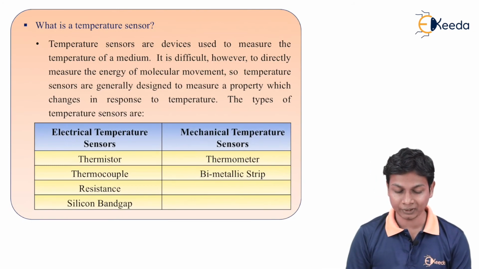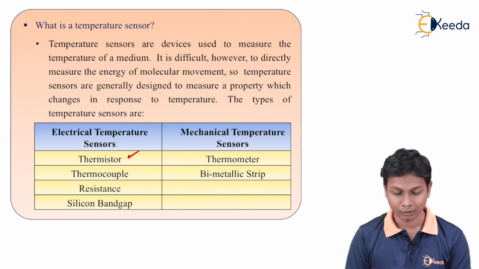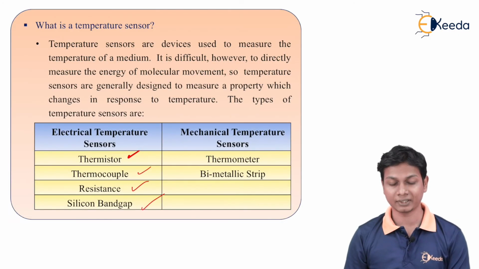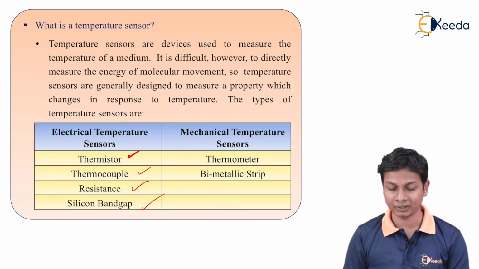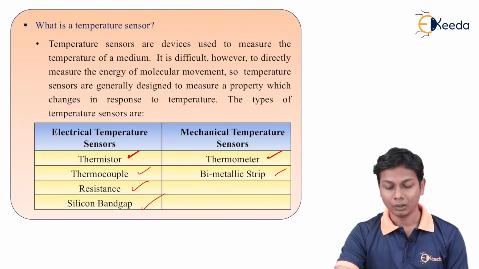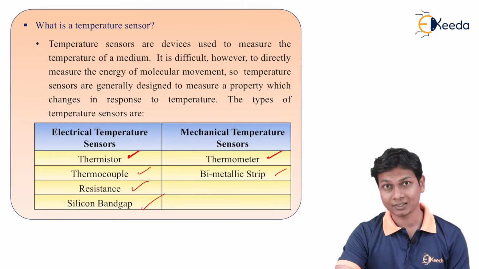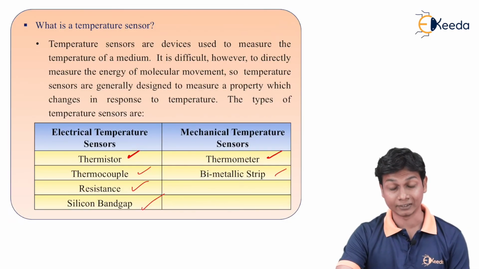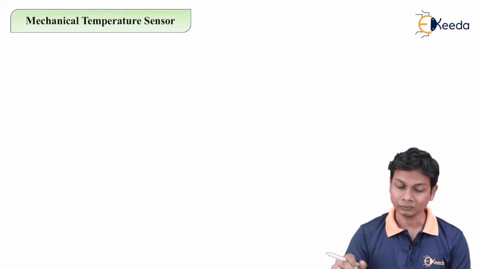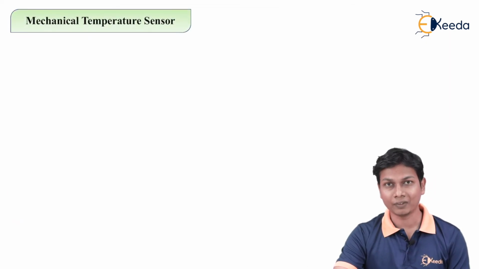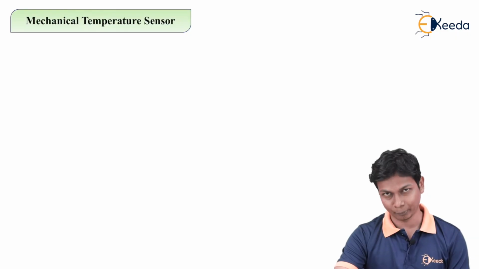Electrical temperature sensor types are thermistor, thermocouple, resistance temperature detector, and silicon bandgap. In the same way, mechanical temperature sensors are the thermometer and the bimetallic strip. Mechanical temperature sensors are used for mechanical purposes, and electrical temperature sensors are used to sense an electrical signal. Now we will see them one by one. We'll start with the mechanical temperature sensor.